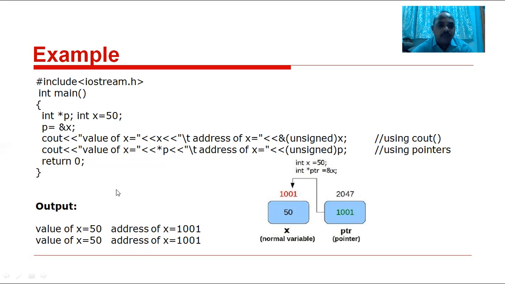Clear? So the value of x equal to asterisk p, then the address of x equal to the p value. This is the value of p. Clear? 1001 and 1001. Clear all of you? So this is the example program for pointer declaration.